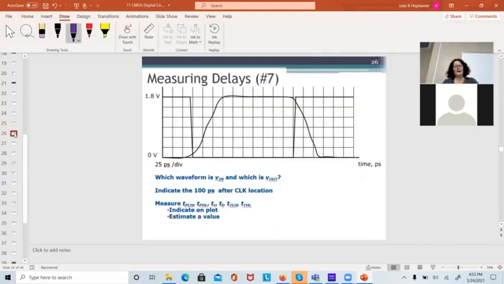This is the diagram that's shown up on the exam. Don't know if it will this time or not. Which one is the input and which one is the output? The input's the one that happens first and is less messy. So this is V in, this is V out.